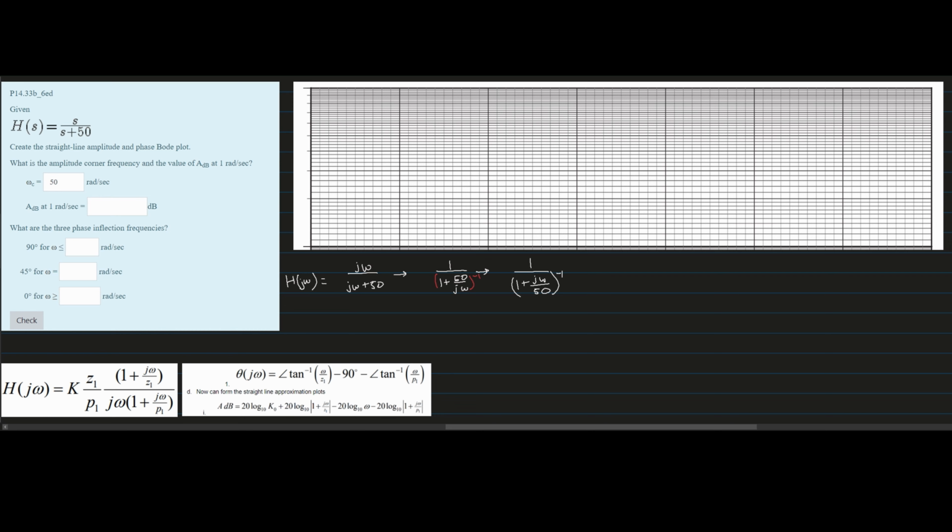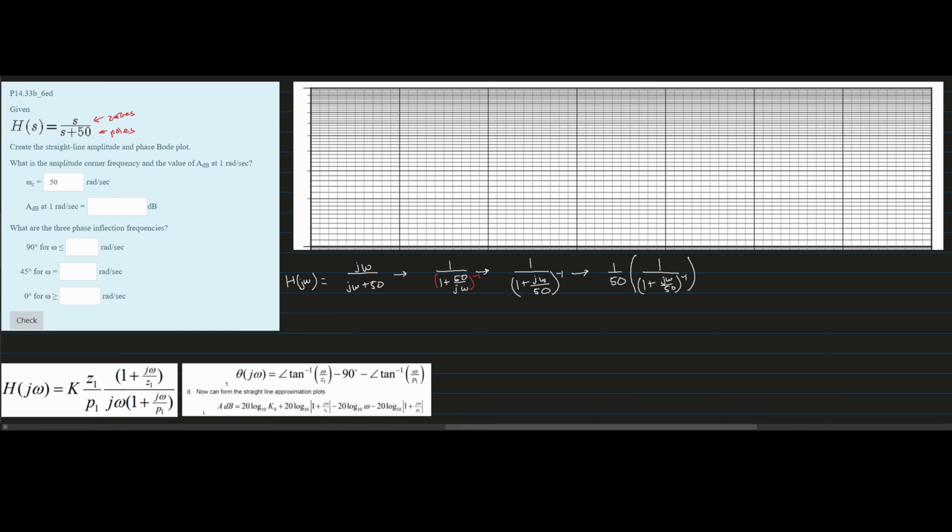And then from this, we're going to look at the K, z1, p1, and we can write this into our conversion. So our z1 is non-existent. We know that in the numerator we have zeros, and this is our z1. In the denominator we have poles, and this would be our p1. So for this, we're just going to have a 1 over p1, where p1 is 50. So we're going to have 1 over 50. And then inside of here, we are going to have 1 over 1 plus j omega over 50, and this is to the negative 1. And this is our current equation.